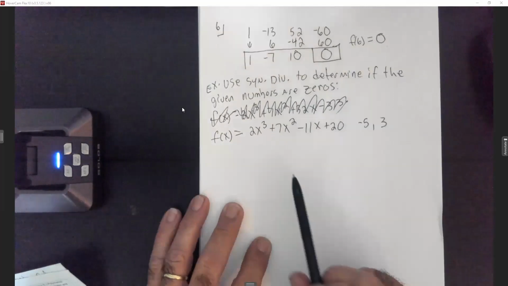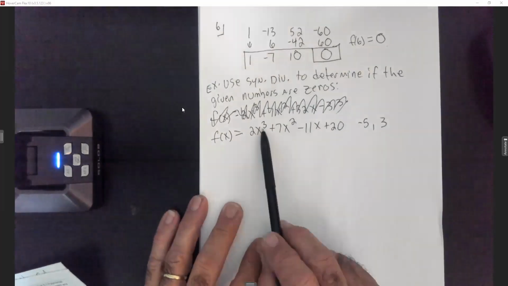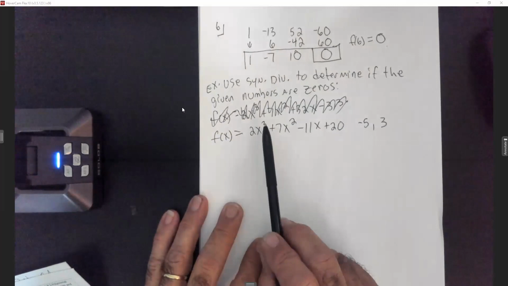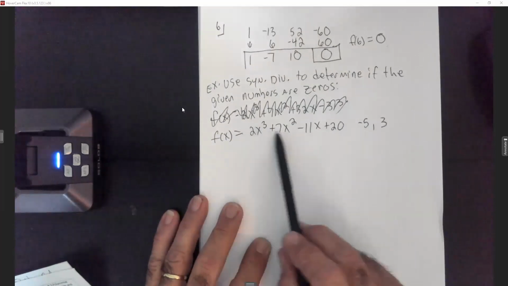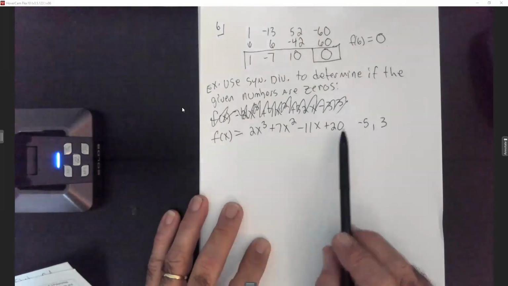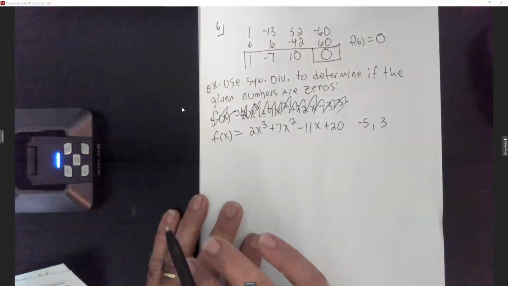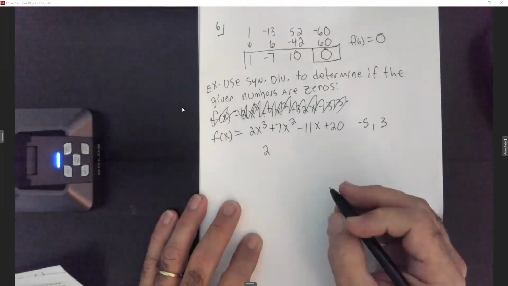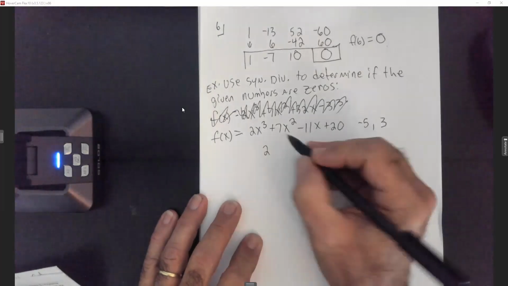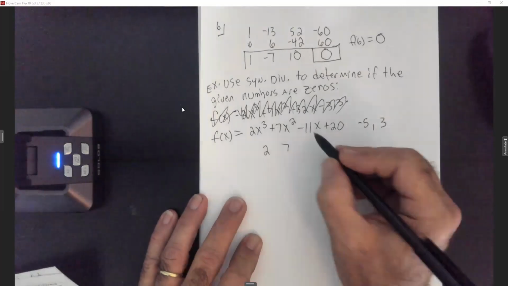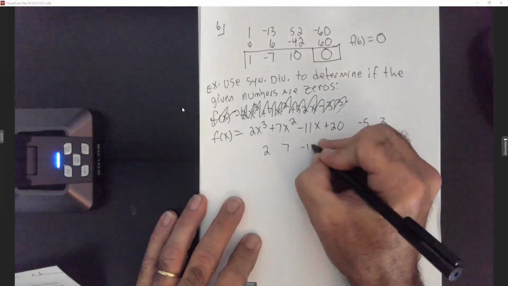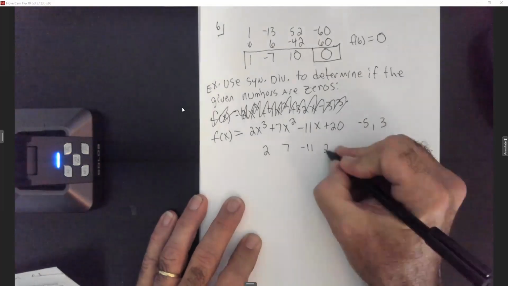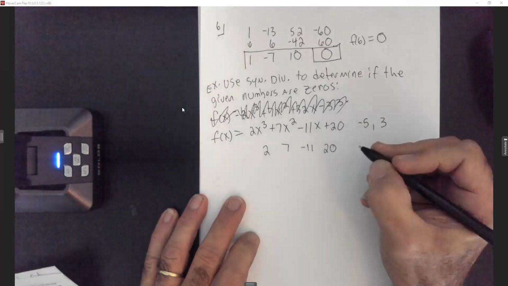So let's see, we're going to write our coefficients. Since this is a degree 3, we need to add 1 to that and have 4 numbers. So I got my 4 numbers, which means there's no missing terms. I got my x cubed term, which is a 2. My x squared term, which is a 7. My x term is a negative 11. And then my constant term is a 20. Draw your box.